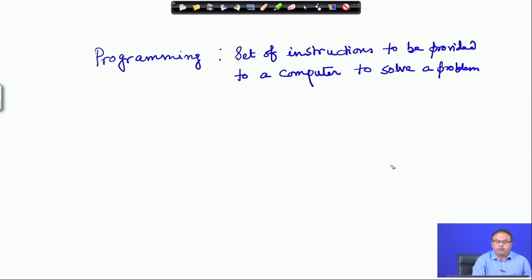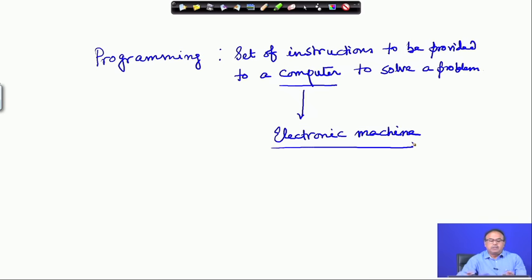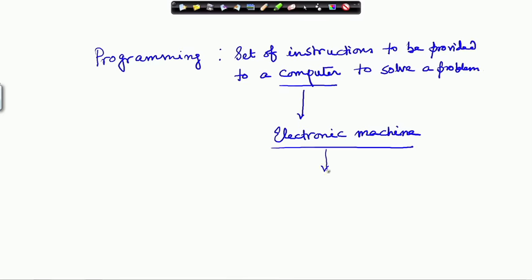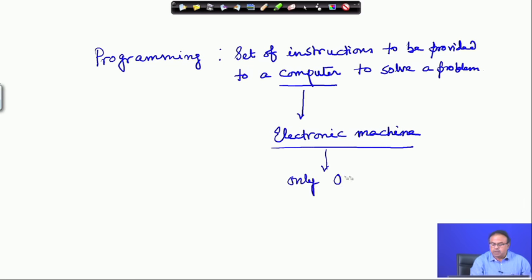Now, a computer is an electronic machine. Till now, what I was doing, I was writing the set of statements in the form of somehow like English. So, you could understand that, but a computer being an electronic machine will not be able to understand that. An electronic machine is made of switches. So, since it is made of switches, it understands only zeros and ones.